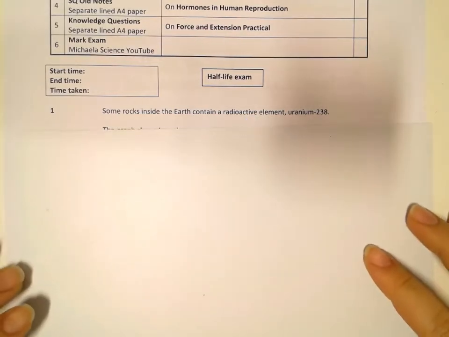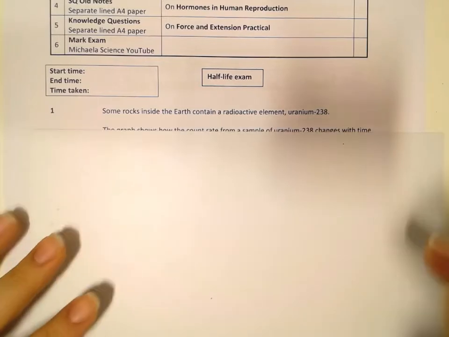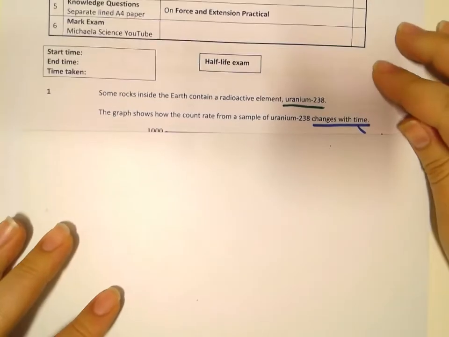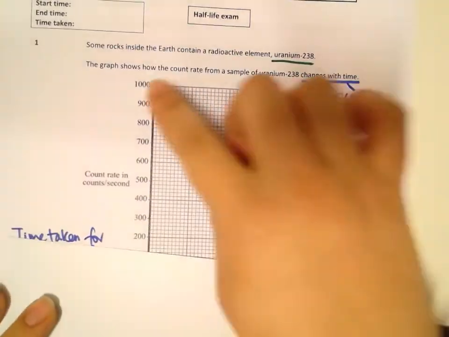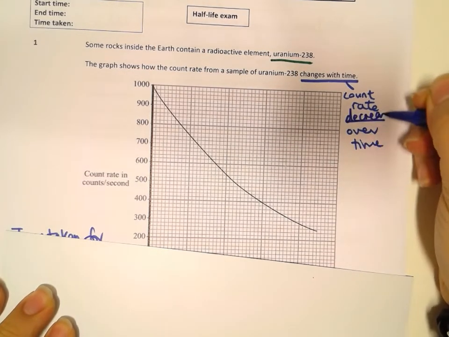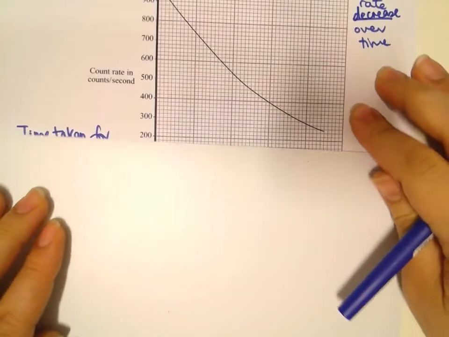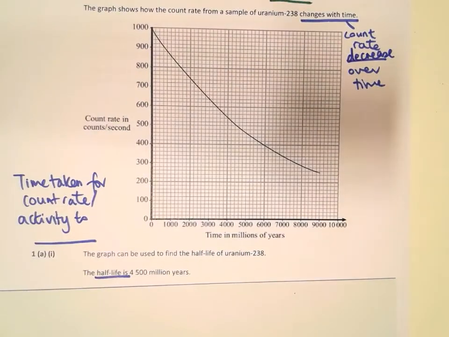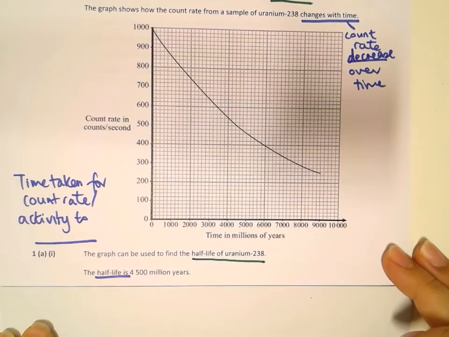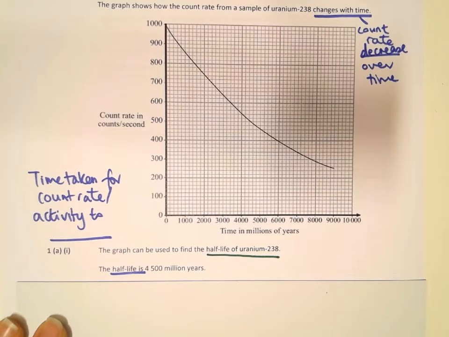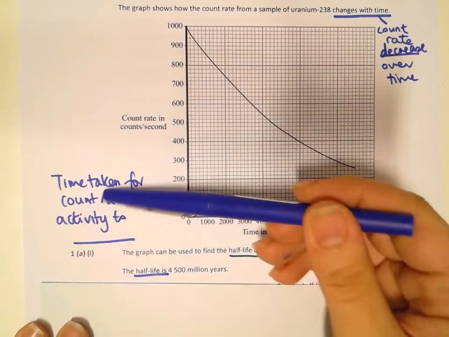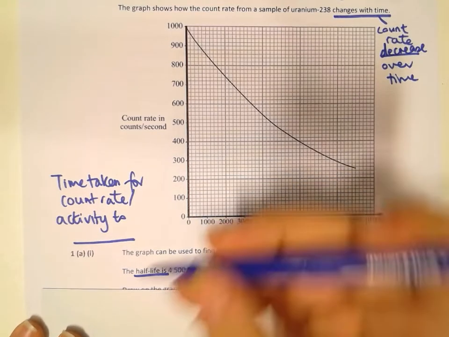Starting with question 1, some of the rocks inside Earth contain the radioactive element uranium-238, and this graph shows how the count rate changes with time. All half-life or count rate graphs will always decrease with time, showing this curve decreasing. The question says the graph can be used to find the half-life of uranium, and the half-life is 4,500 million years or 4.5 billion years. Just to double check, the definition of half-life is the time taken for count rate or activity to halve.